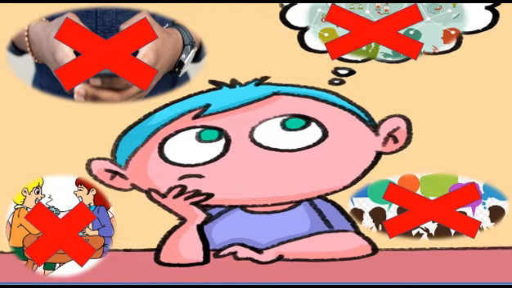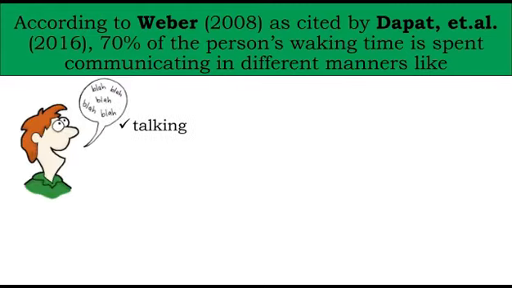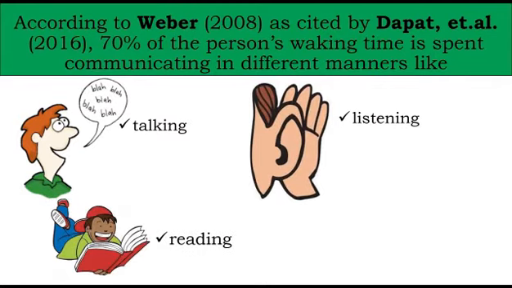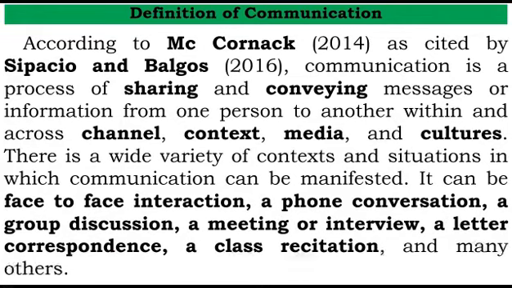achieve successful communication. According to Weber, as cited by Dapat et al., 70% of a person's waking time is spent communicating in different manners, like talking, listening, reading, and writing. Sipasio and Balgos cited from the work of McCornack that communication is a process of sharing and conveying messages or information from one person to another within and across channels, contexts, media, and cultures.